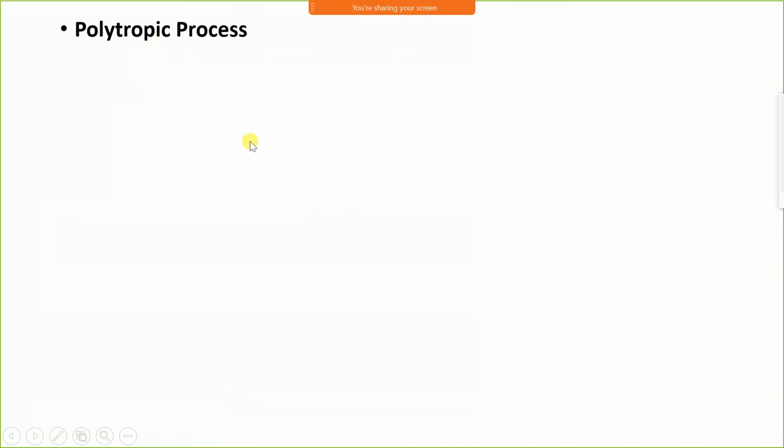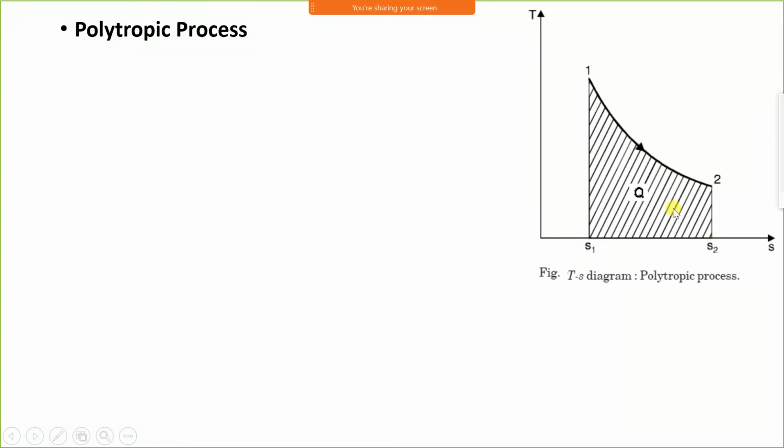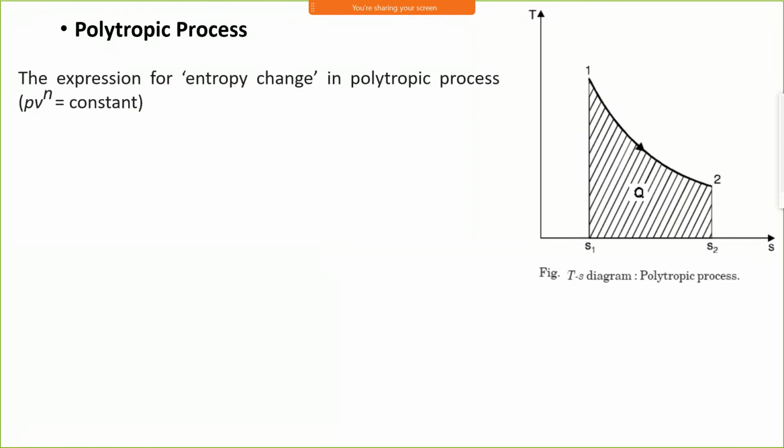Polytropic process. Consider TS diagram. Process 1 to 2 is a polytropic process, and area under this polytropic process represents heat transfer. We have already derived the expression for heat transfer for polytropic process. The expression for entropy change in polytropic process, represented by the law PV raised to power n is equal to constant, is actually delta Q by T.